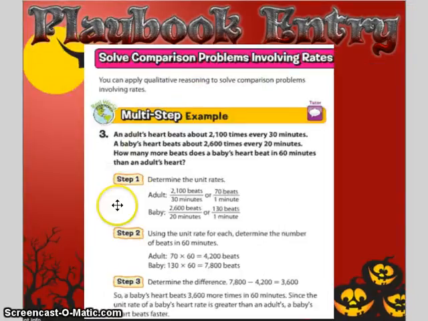So here you have your page, solve comparison problems involving rates. This is page 287. This just goes over a multi-step example of how to compare problems involving rates. Take a minute to just read over it for a little while, and that way you can get a better understanding.